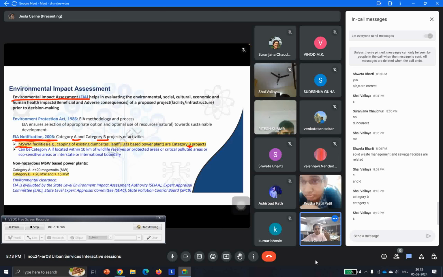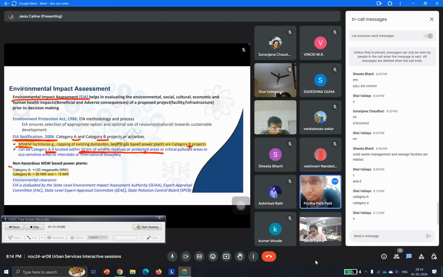Now, these are called category A if they're located within 10 kilometers of a wildlife or protected region. Which means category A is a more sensitive region that we are talking about, because even a lesser impact from these regions might affect the population or wildlife easily. So anything located within 10 kilometers, which means it's nearby, falls under category A projects.